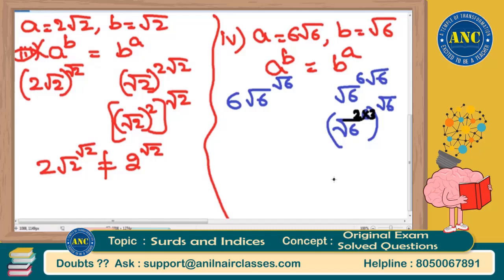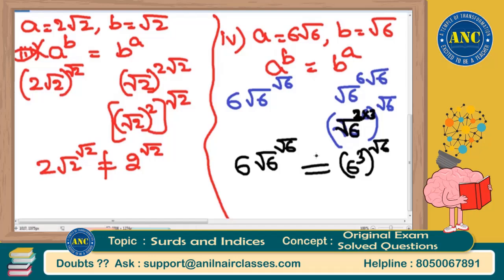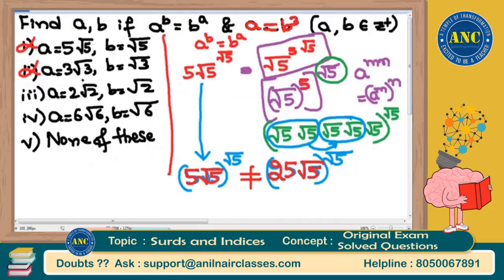Or can I again say like this? Root 6 power 2 is nothing but 6. So I got it as 6 cube, 6 cube to the power of root 6. Here I got 6 root 6 to the power of 6 root 6. They are not equal. Fourth option is also incorrect. First, second, third, fourth, all are incorrect. Answer should be none of these.